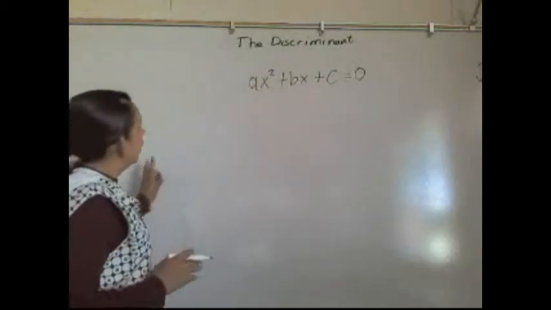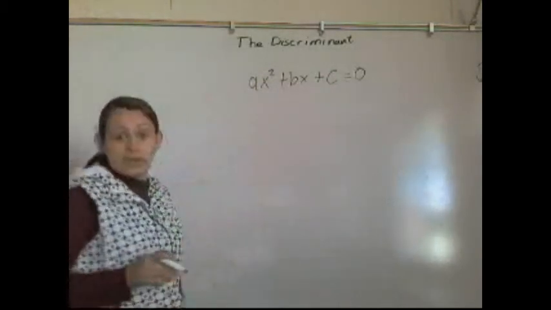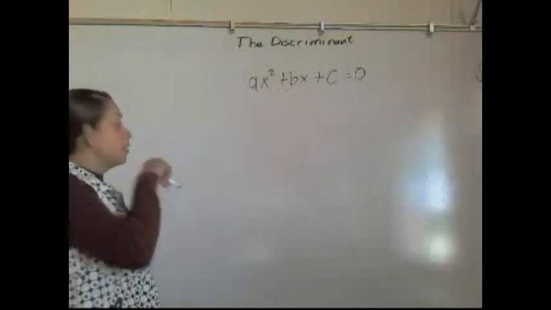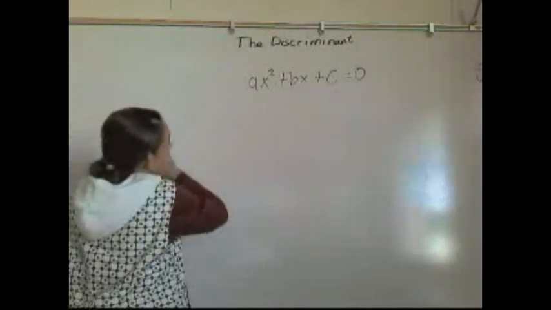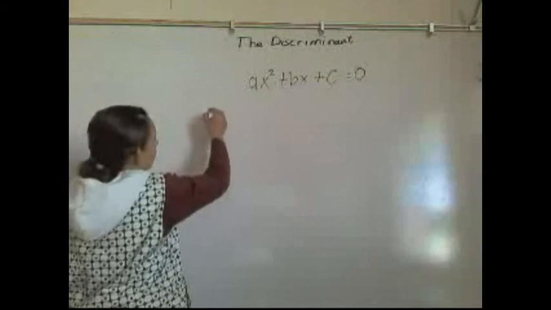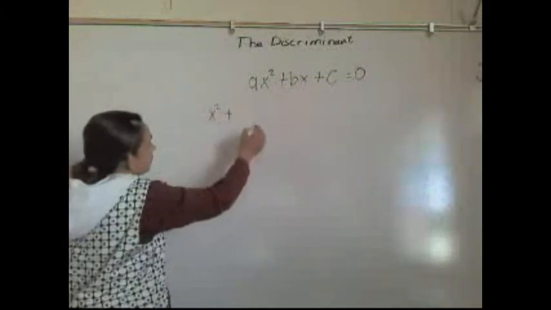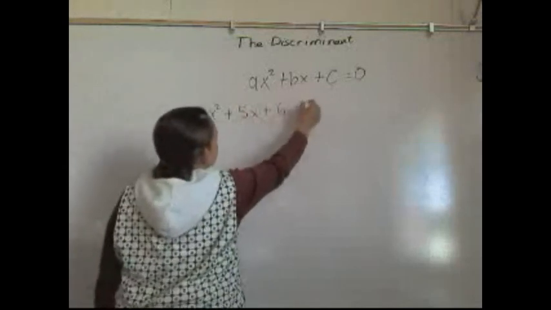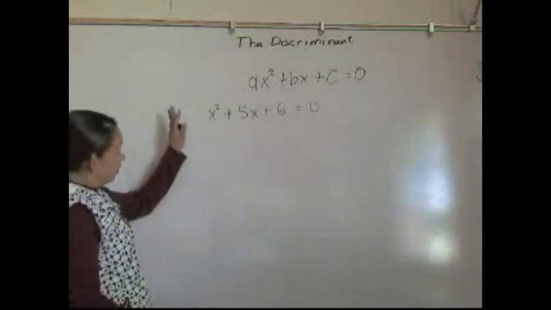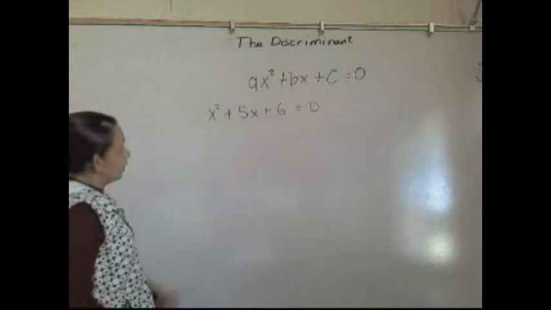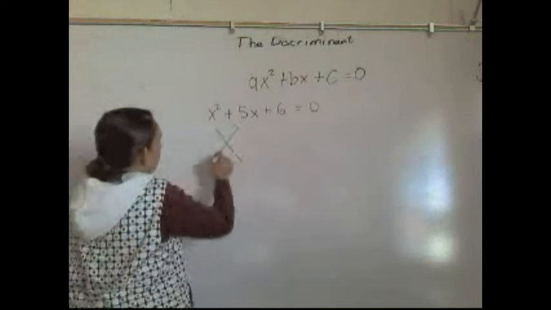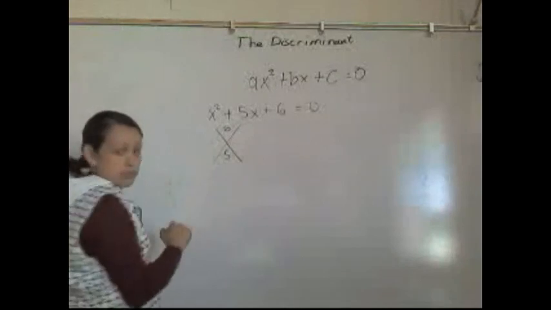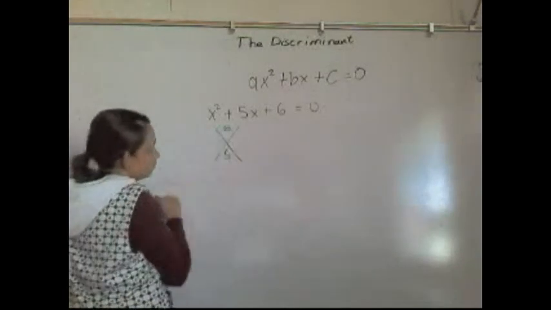Okay, today we're going to be learning about the discriminant, but I want to do a quick review on solving a quadratic equation. So we have learned that, for example, x squared plus 5x plus 6 equals 0. You remember that we solve for x. How do we solve for x? We make it a diamond problem.